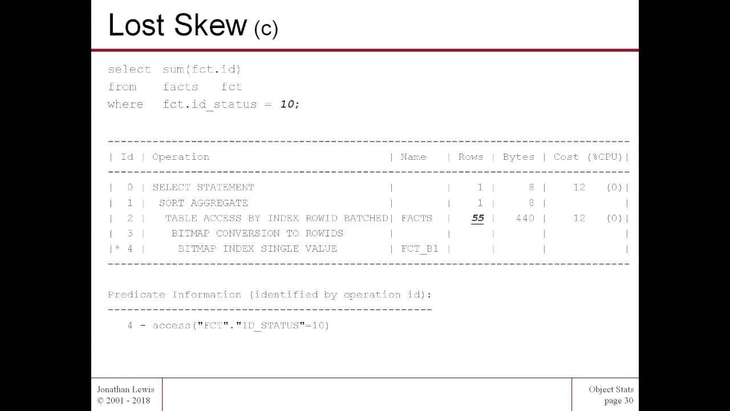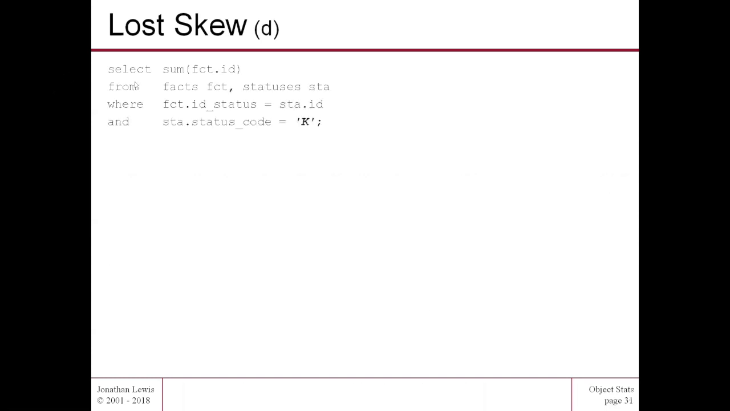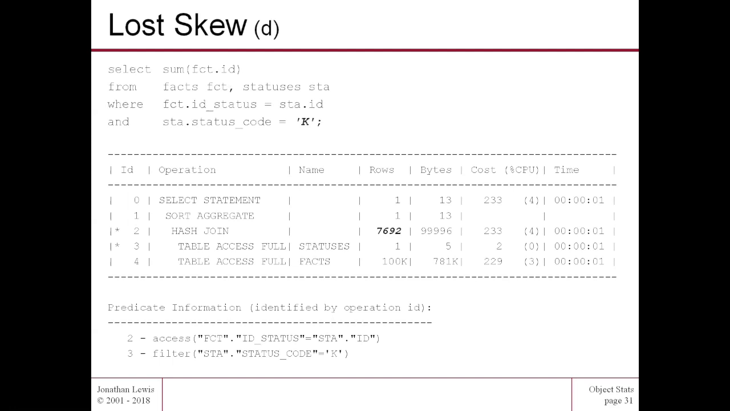So what I'm going to do is what you do with star schemas, what you do with data warehouses. You have meaningless numbers stored in your big table. You have the meaningful descriptions stored off in your dimension table. Statuses is just a dimension. So I will query for my dimension value of K and join in to my facts table on the status code. So what happens when I do that? Here we go, we join facts to statuses, we join on the ID status, we ask for status code K. Do we get 55 as the prediction? No. The prediction is 7,692.